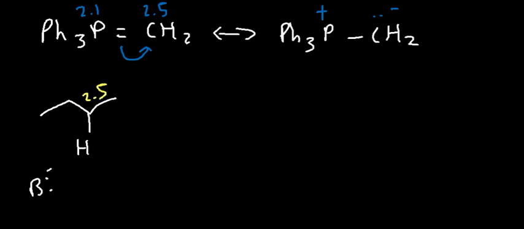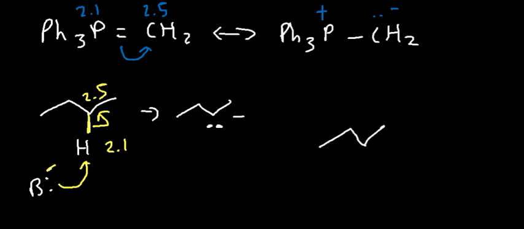Carbon is 2.5, hydrogen's electronegativity is 2.1. When a base grabs a hydrogen, this carbon-hydrogen bond is going to break. Those electrons, are they going to go towards the hydrogen atom or the carbon atom? Now we know instinctively it goes towards the carbon atom, and the reason for that is because carbon is more electronegative than hydrogen, and that's where we get a carbanion.